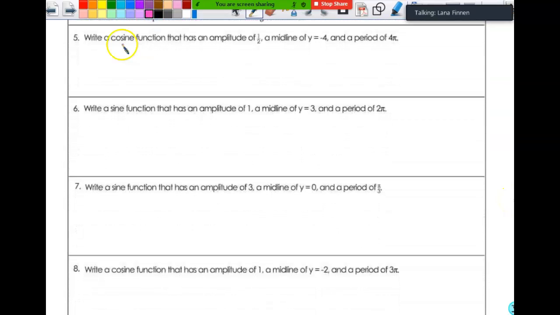So this says, write a cosine function that has an amplitude of 1/2, so that's the A. Midline, y equals -4, so that's the D. And then this is the period, which is not B. And remember, the absolute value of B is 2 pi divided by the period. So I would take 2 pi, divide it by 4 pi. That gives me 1/2. That is B. Then I have the A, B, and the D that I need to write the equation.